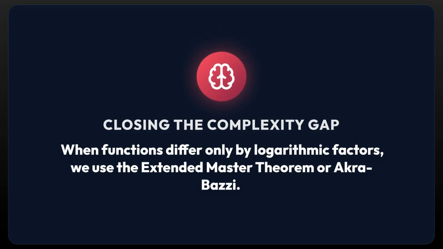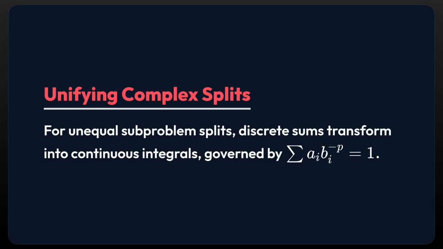When the standard cookbook encounters unbalanced recursive hierarchies, we turn to the Akra-Bazzi method. It proves that discrete recurrences with unequal subproblems have a hidden continuous underlying structure. By abandoning discrete algebraic summation in favor of continuous integral calculus, we resolve the chaotic geometry of complex algorithmic trees into absolute mathematical certainty.